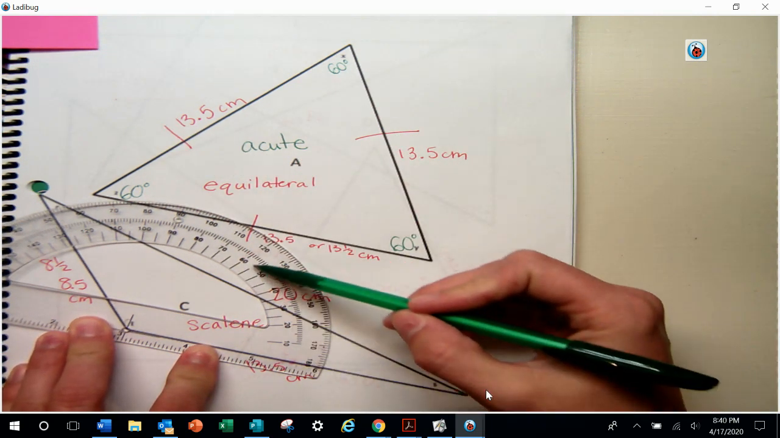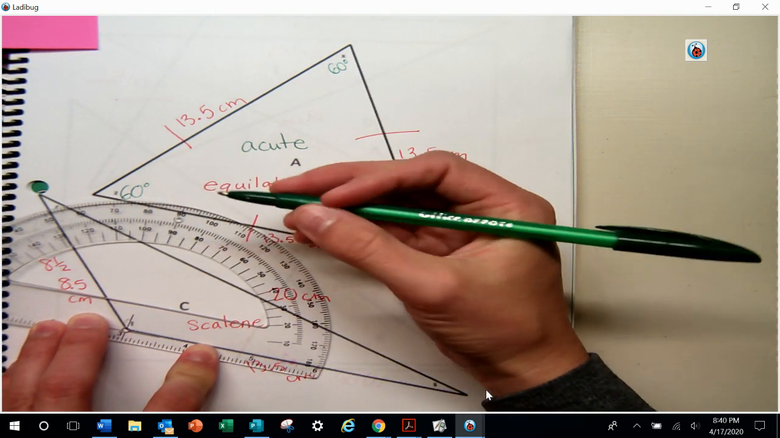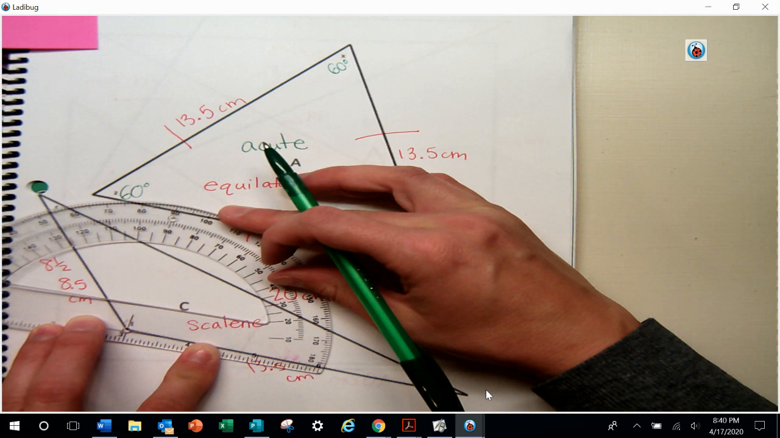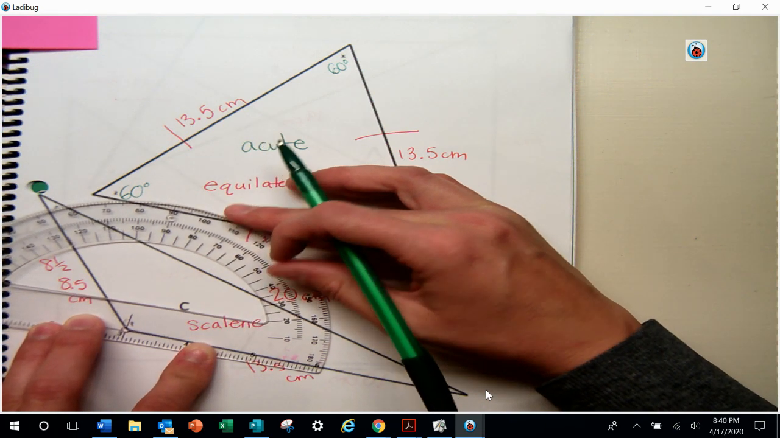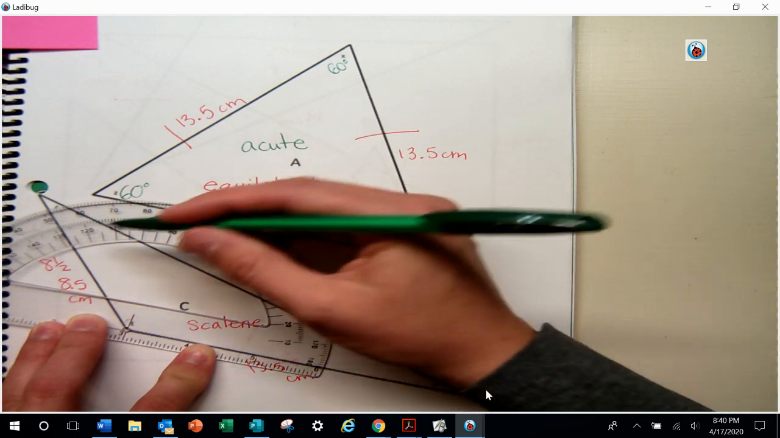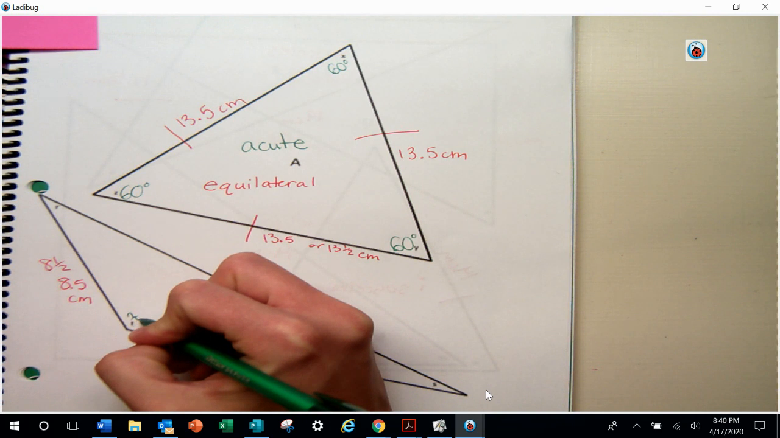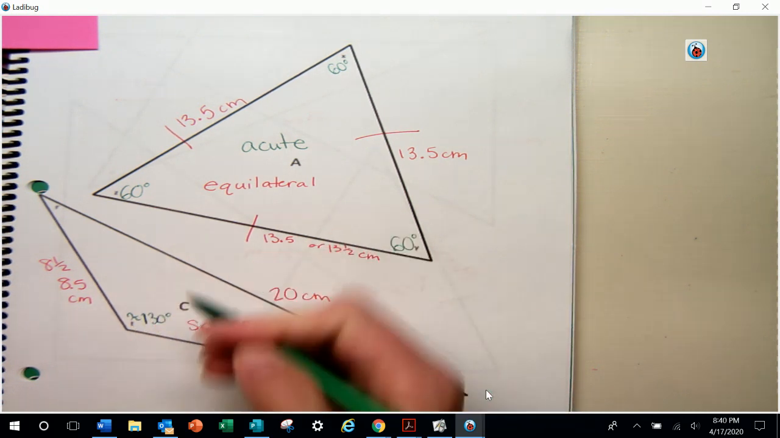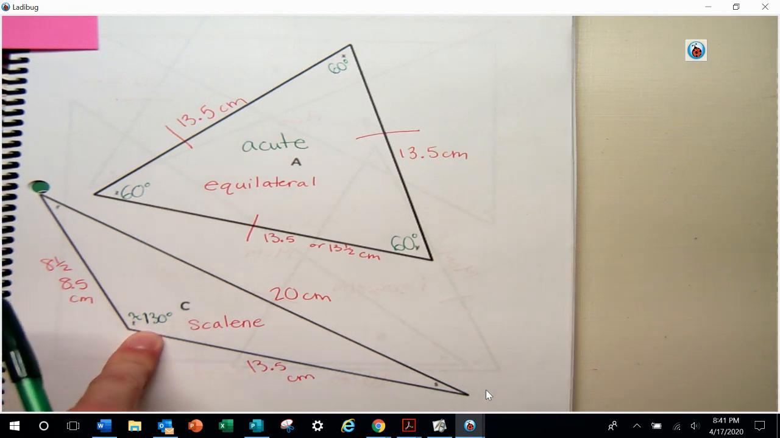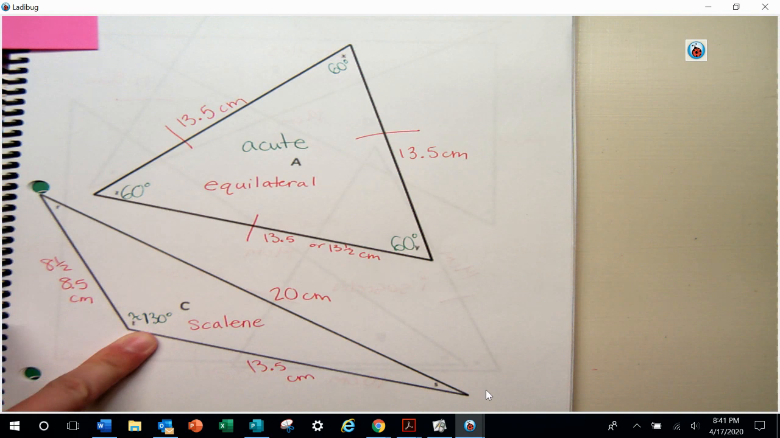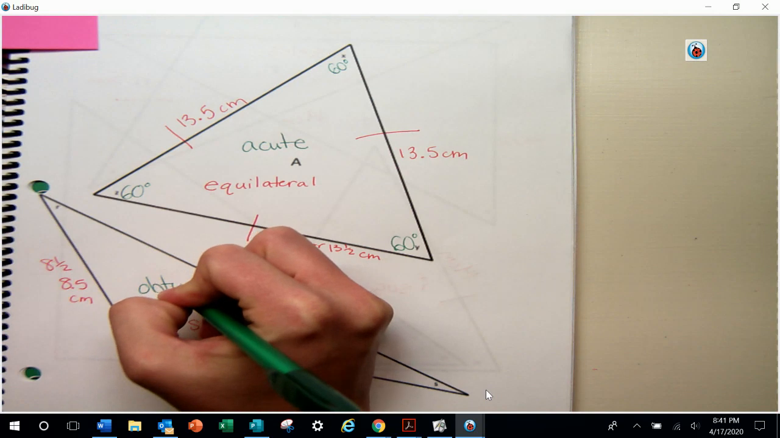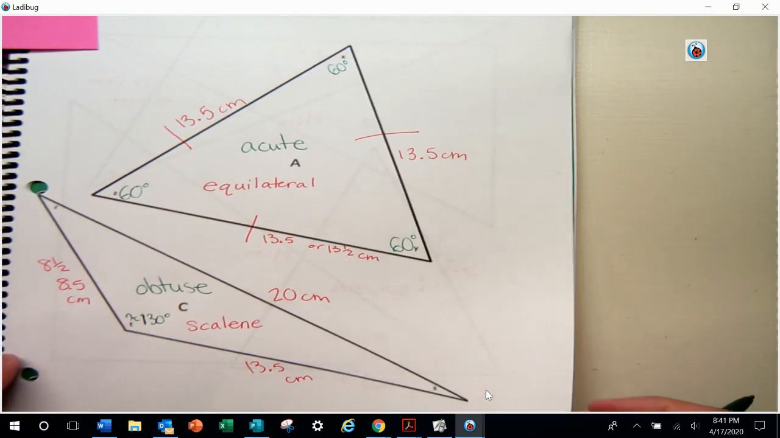And I'm going to go to the inside, and that's approximately 130 degrees. Okay, I can stop right there. Why? Because I have one angle that's greater than 90 degrees, which means that this is an obtuse angle. Obtuse angle. Okay, let's keep going.